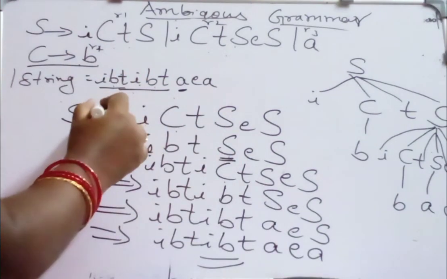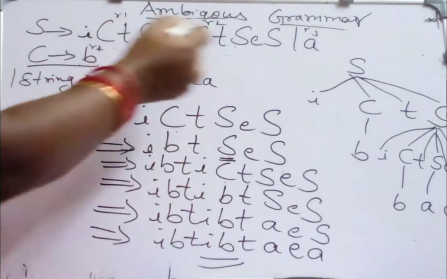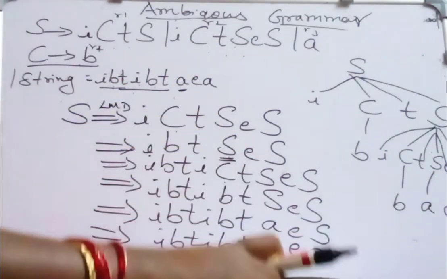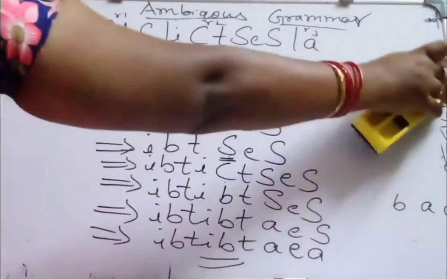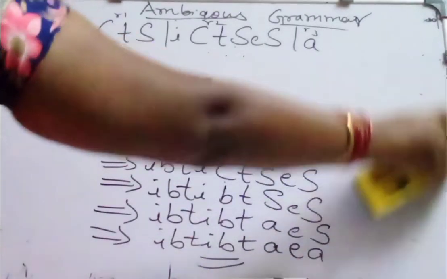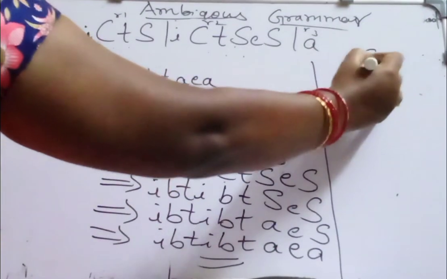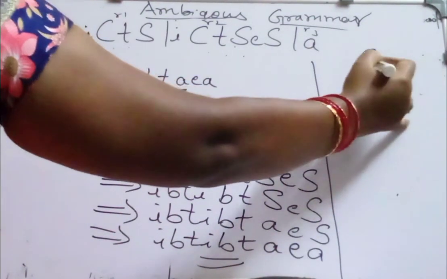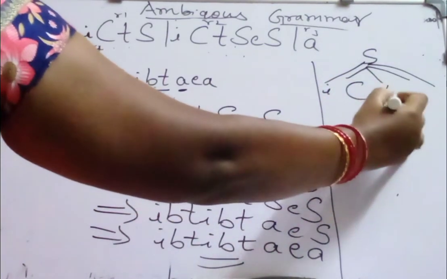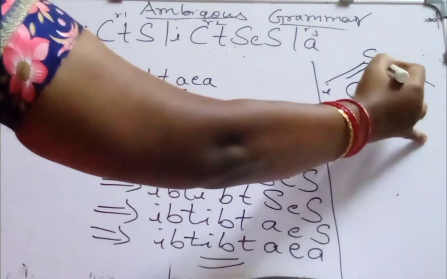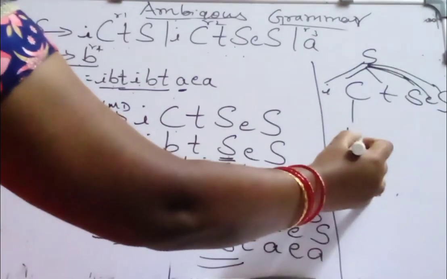Now, the same string we got by applying leftmost derivation, but we changed the rules. Instead of taking rule number 1, we took rule number 2 and we derived the sentence. But for the same string w, if there exists more than one parse tree, then we say that the grammar is ambiguous. Now construct the parse tree for this. S derives i, C, t, S, e, S, and C derives b.